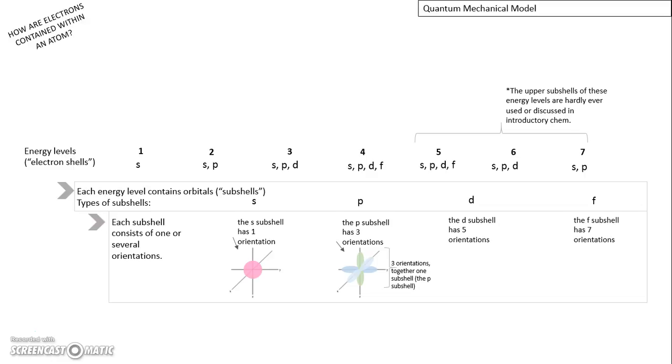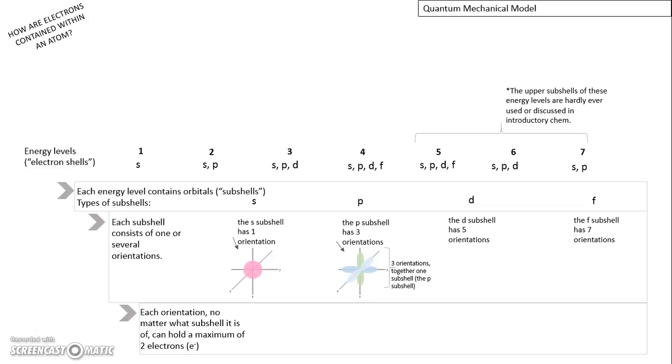Okay, so maybe you're asking where electrons come into play in all this. Well, each orientation, no matter what subshell it is of, be it an orientation of the s subshell, an orientation of the p subshell, whatever, each orientation can hold a maximum of 2 electrons, symbolized by e superscript minus.